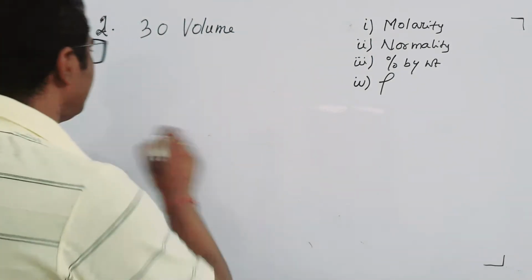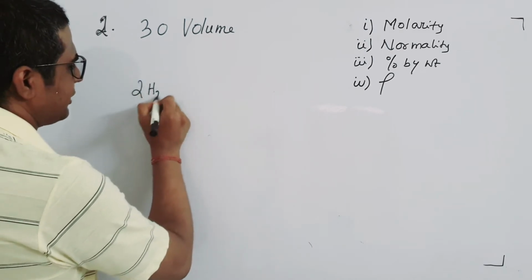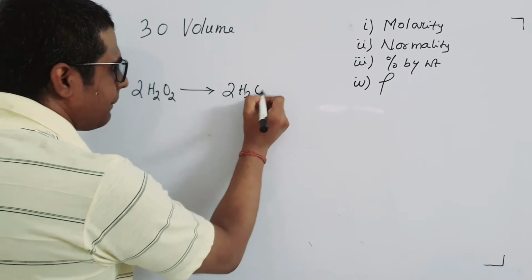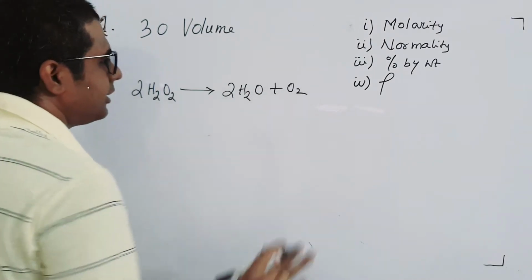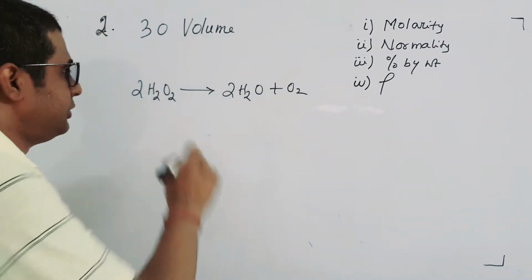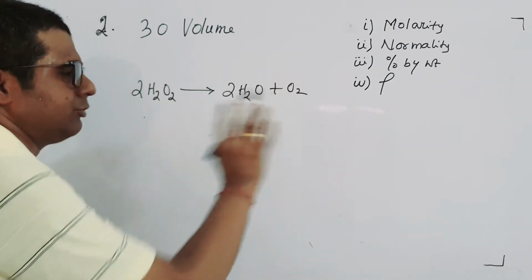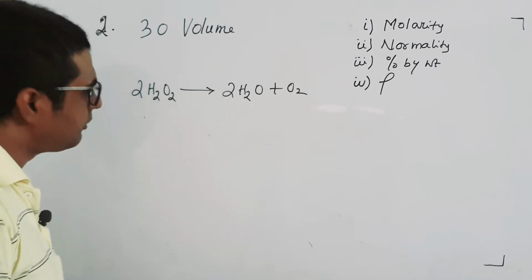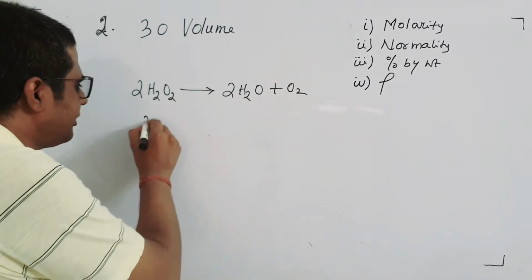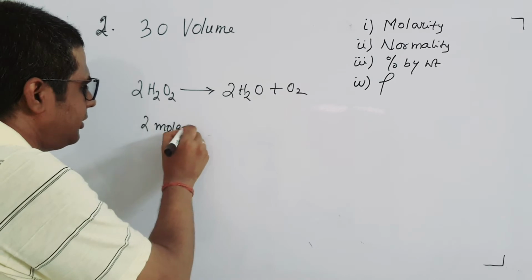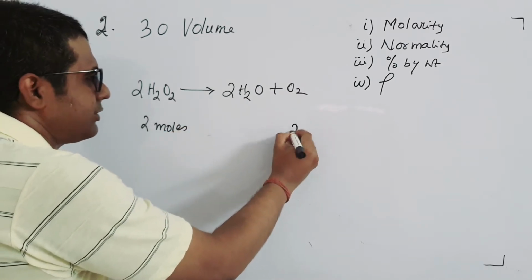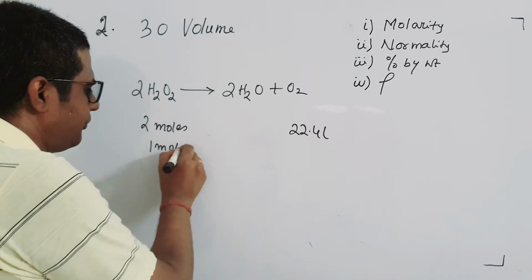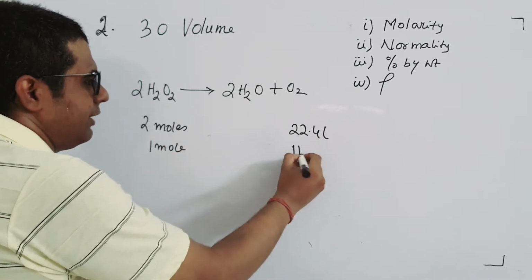See, molarity is not given. My first step is to write the equation. So I'll write the equation simply: 2H2O2 gives 2H2O plus O2. In the last case we used to write that this is 2 moles and this is 1 mole. But here you don't know the moles, you know the volume. No worries, just write the same thing. 2 moles, this is 1 mole, meaning 22.4 liters. So 1 mole will give out 11.2 liters.